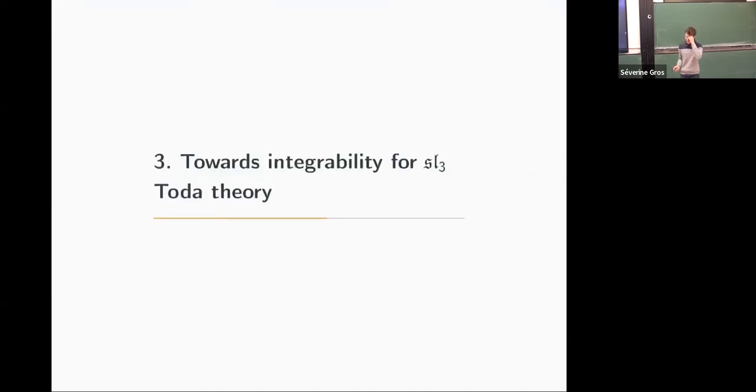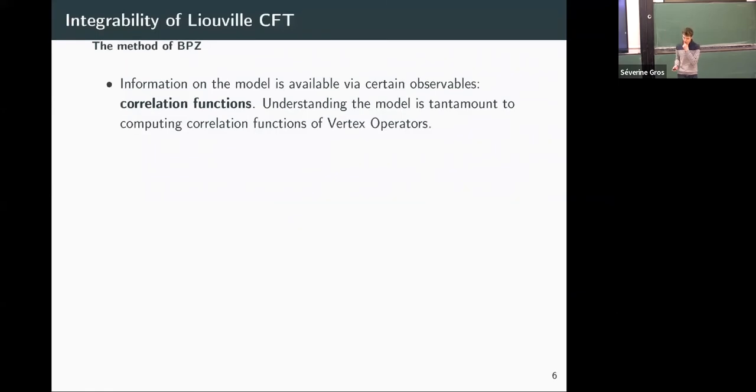So the next question is, okay, we are very happy. We have defined our theory, but how can we understand these theories? Basically, what we mean by understanding a theory is to have some integrability properties. This means that information on the model is available via certain observables, which are called correlation functions. If you want to understand this model of CFT, you want to compute a correlation function of vertex operators. So in theory, these are of the following form.